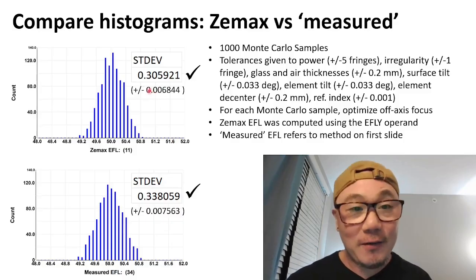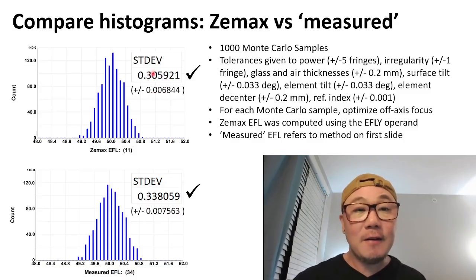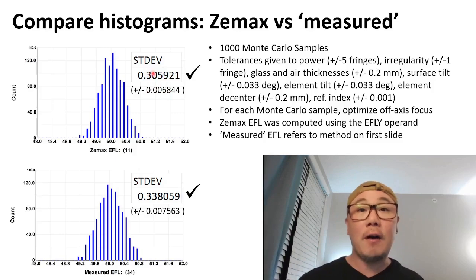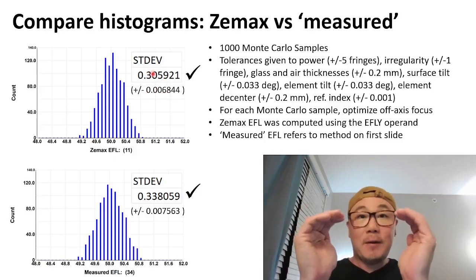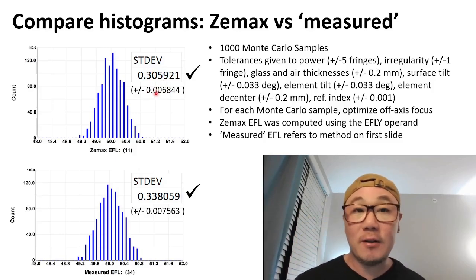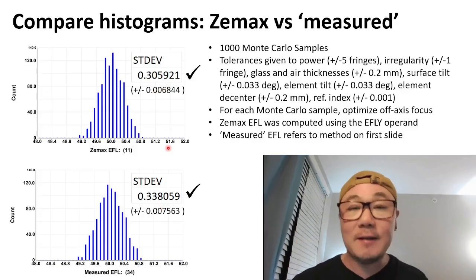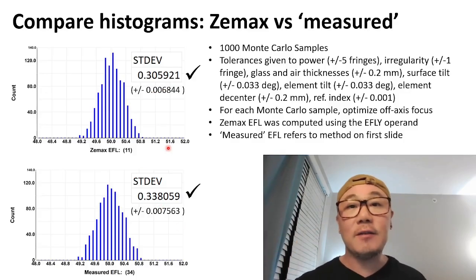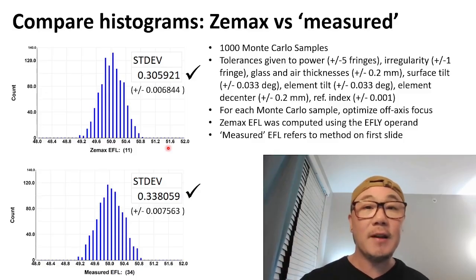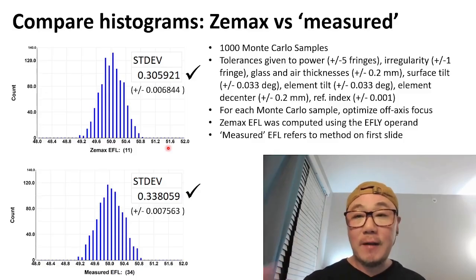Here's the trick: how do you get this fluctuation? You can estimate it. You take the standard deviation divided by the square root of 2 times (n minus 1), where n is the number of Monte Carlo samples. This is a very small fluctuation, so they are different. What this means is that tilts and decenters do impact the measurement system, and therefore they impact the measurement of the EFL.